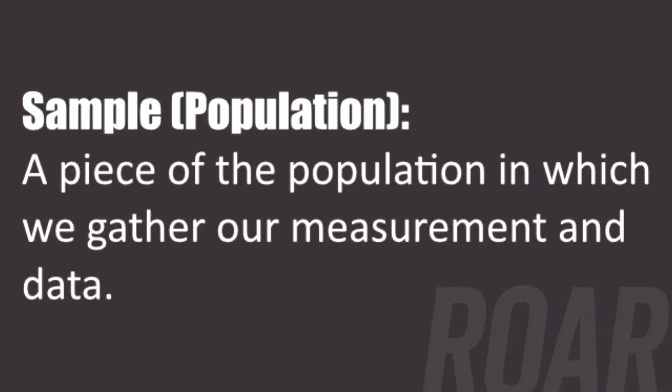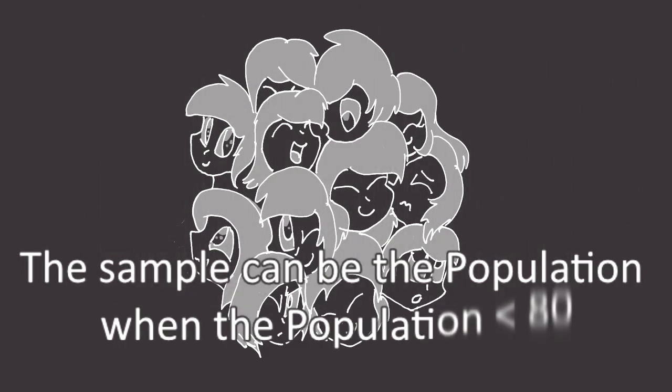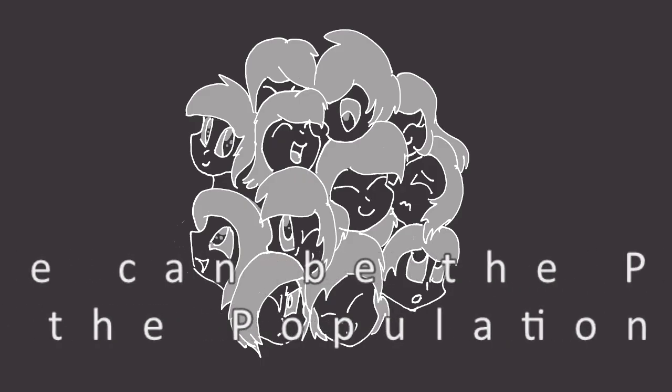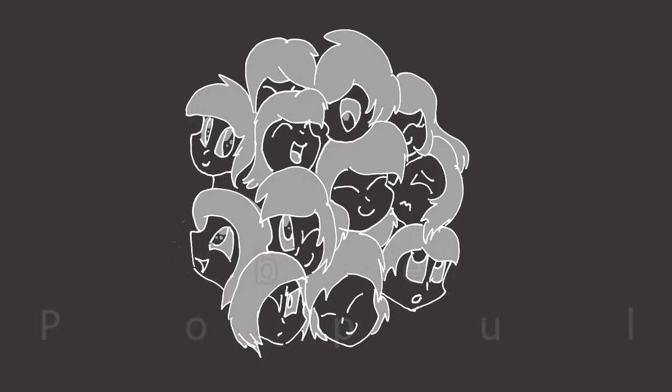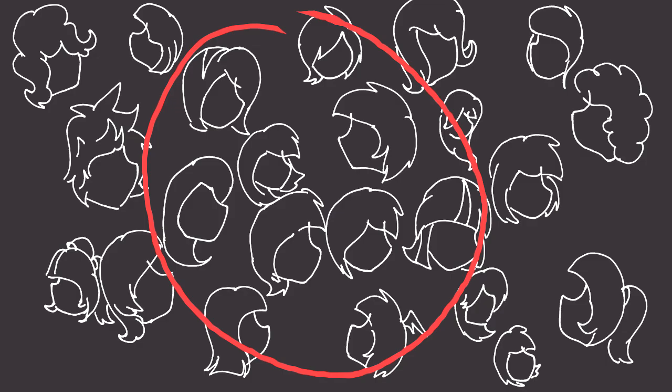Sample: a piece of the population in which we gather our measurements and data. In the first one, the population and the sample are the same, the whole class. Sometimes we can measure the whole population if it's small enough to do every measurement, but this is often not the case. For example, Scenario 2 has a very large population that is likely to grow as the years go on. So we take a group from our current measurable population and make inferences on the total population.